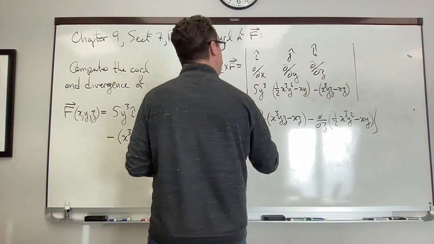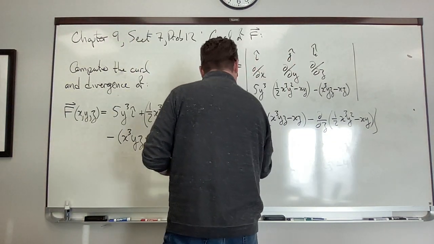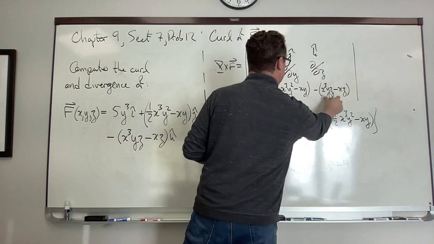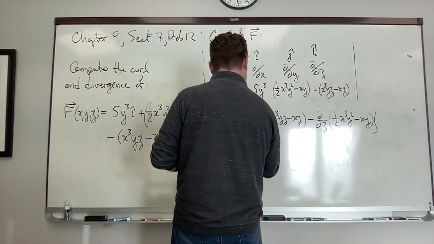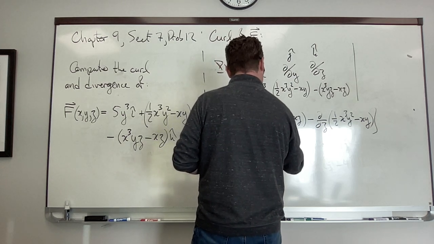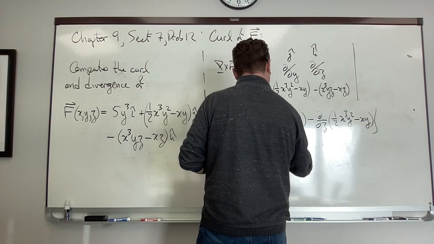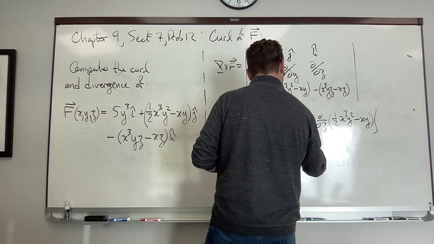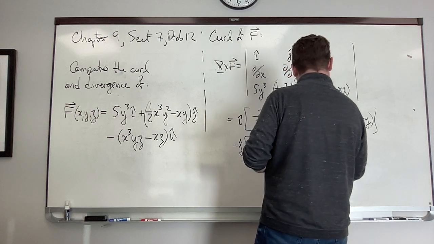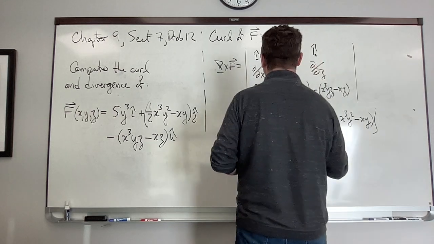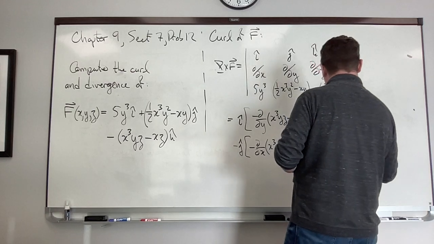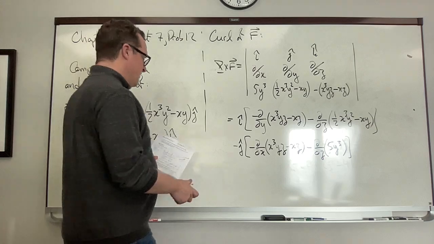The second term, you change the sign, so it's minus j, and I take x and z, and I'll put a minus sign up front because of that, so minus ∂/∂x of (x cubed yz minus xz), minus ∂/∂z of 5y cubed.